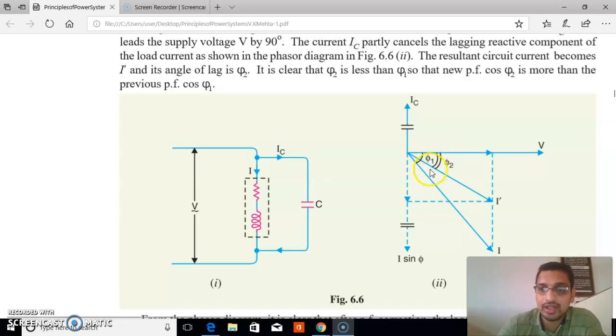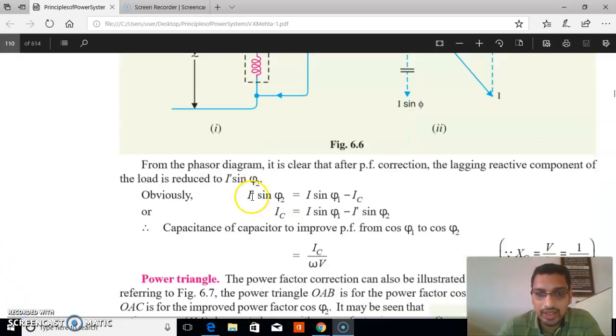So here, I dash sin phi 2 equals I sin phi 1 minus IC. From this equation you can calculate IC, the capacitor current: IC equals I sin phi 1 minus I dash sin phi 2. So that is the capacitor current IC.